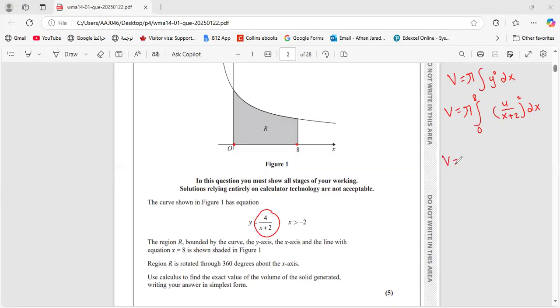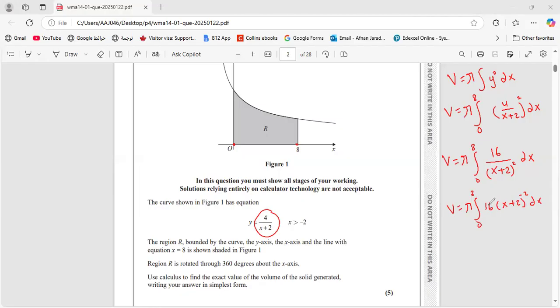Now, the volume equals pi integration from 0 to 8. You distribute the power for numerator and denominator, so it will be 16 over x plus 2 squared dx. To integrate this, organize your equation first: from 0 to 8, 16 multiplied by x plus 2 to the power of negative 2 dx.